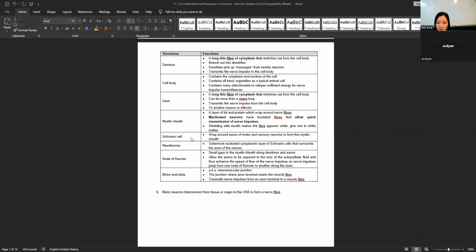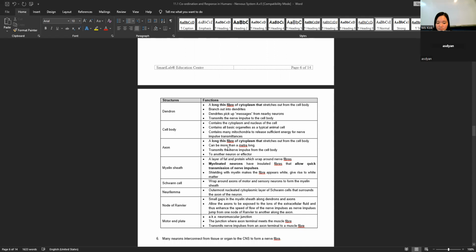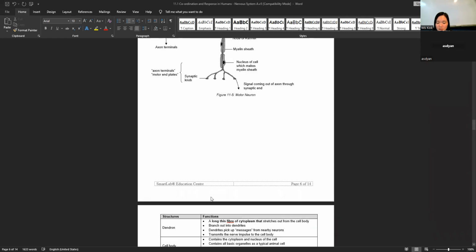Then we have the Schwann cell. Schwann cells are the cells that wrap around the axon, and basically its cytoplasm is the myelin sheath. Neurilemma is the outermost nucleated cytoplasm layer of the Schwann cell. Okay. Then we have the node of Ranvier. Node of Ranvier is the exposed area, the exposed axon that is not wrapped by the Schwann cell. Then we have the motor end plate. This is the motor end plate over here.